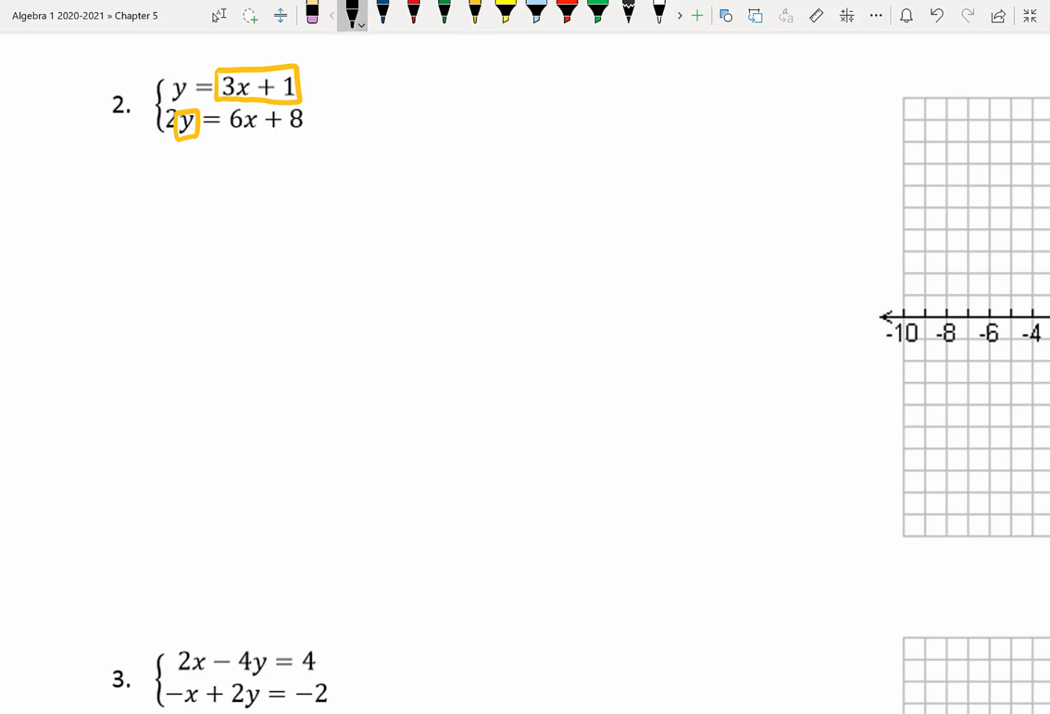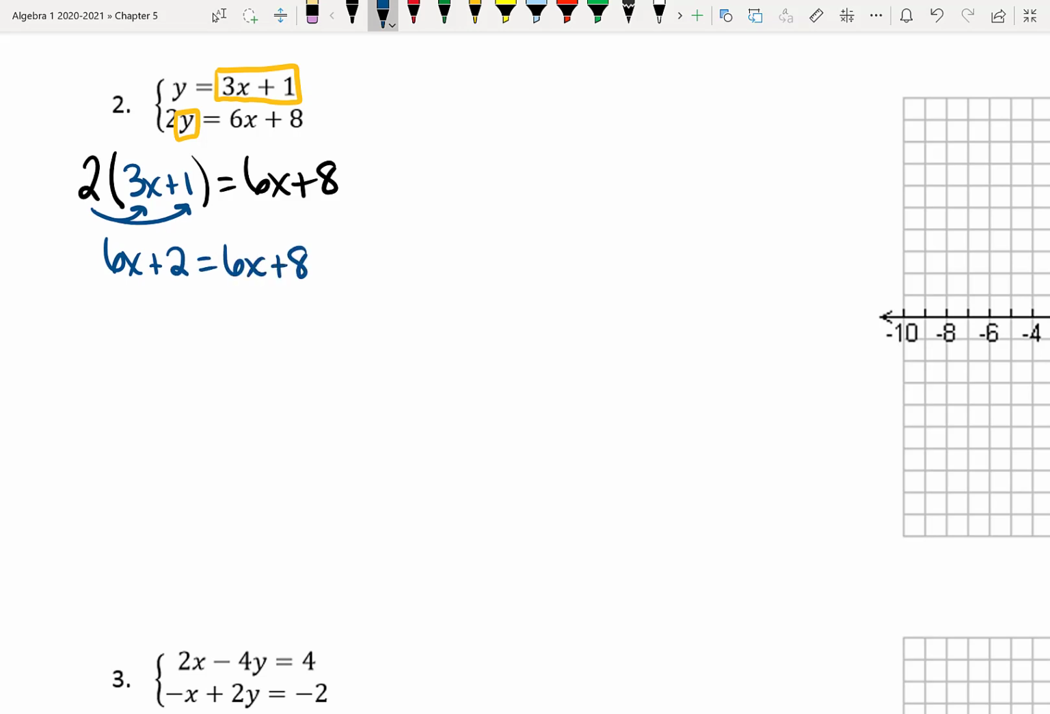So I'm going to go ahead and do that right below. 2, and then I'm going to replace 3x plus 1 for my y equals 6x plus 8. So now I've got an equation that just has x's involved, which is nice. I'm going to go ahead and distribute my 2 into my parenthesis. That gives me 6x plus 2 equals 6x plus 8.